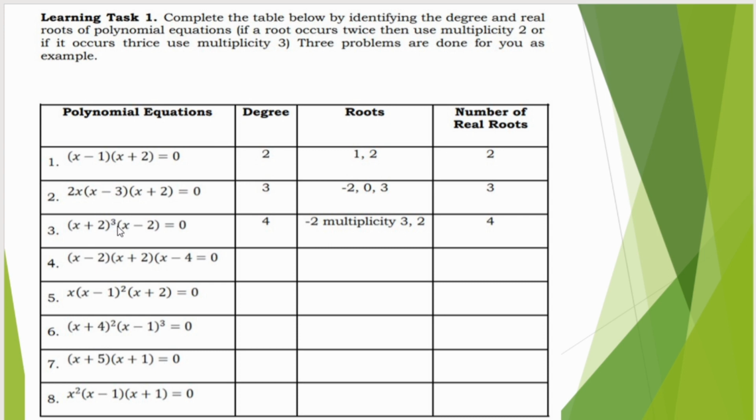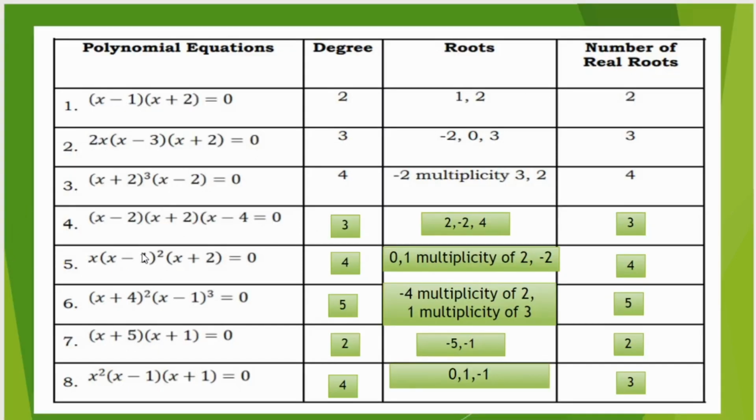X cubed times x is x to the fourth. That's why it's the highest exponent. So, yun yung pinaka-degree nyo, 4. Then, how about the roots? Ilan ba yung negative 2? Ang negative 2 ay 3. So, negative 2 multiplicity 3. Then, x minus 2. So, ilan ang value ng x na 2? Isa lang. So, x equals 2. So, 2. Then, how many number of real roots? So, you have 4. So, in here, we have the answers already.